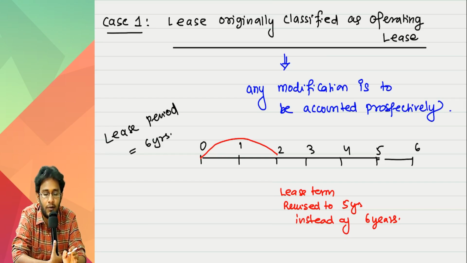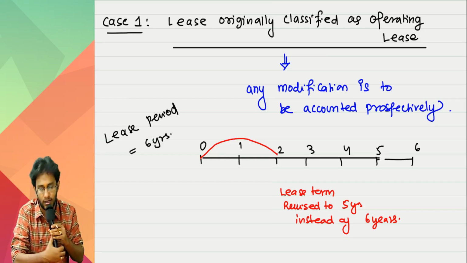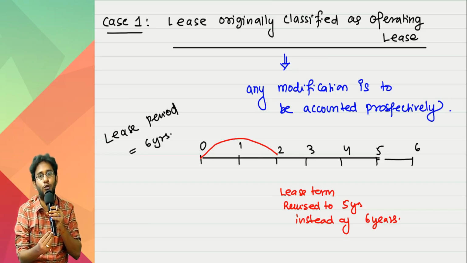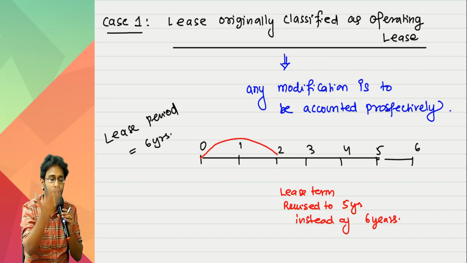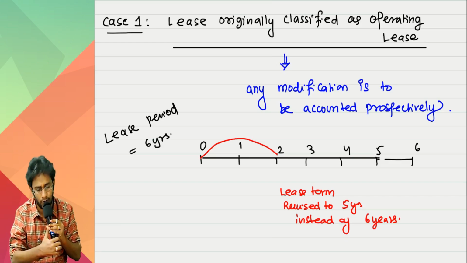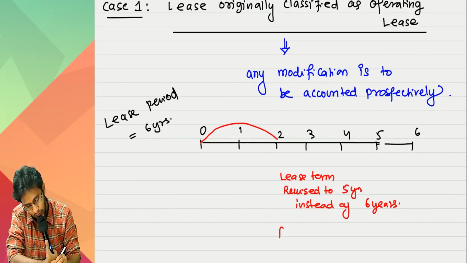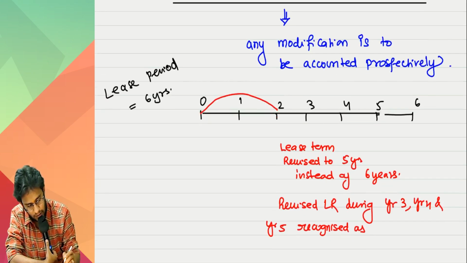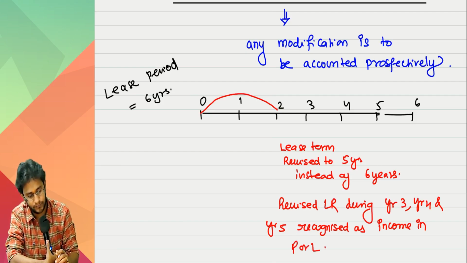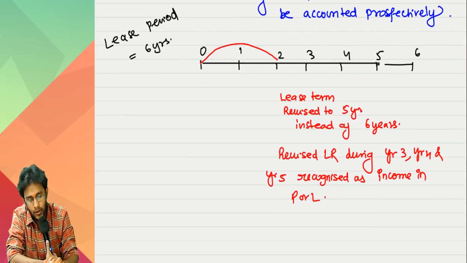Lessee comes to you and says that, sir, I want modification. 6th year I don't want the asset. Then I said modification is okay if you pay 2000 rupees lease rent every year extra. So work out the revised lease rents in 3, 4, 5. Combine the lease rent, release it to P&L account as income. Just prospective accounting. Revised lease rents during year 3, year 4 and year 5 recognized as income in P&L. That's it, sir. This is one scenario.